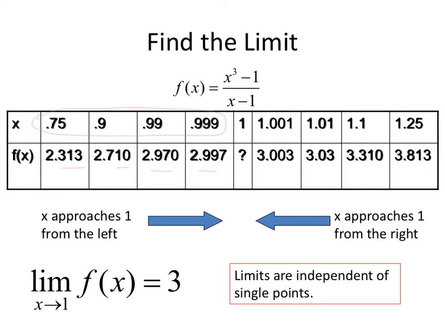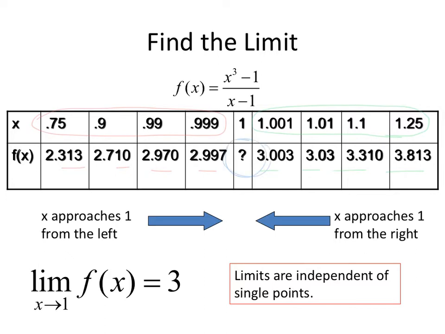Then I have to go from the right. So I'm going values greater than 1, and I'm getting closer and closer to 1. I'm decreasing my values, and I watch what's happening. So 2.313, 2.710, 2.970, 2.997. Coming in from the other direction, we were at 3.813, 3.3310, 3.03, 3.003. So the question is, what's happening right in between?